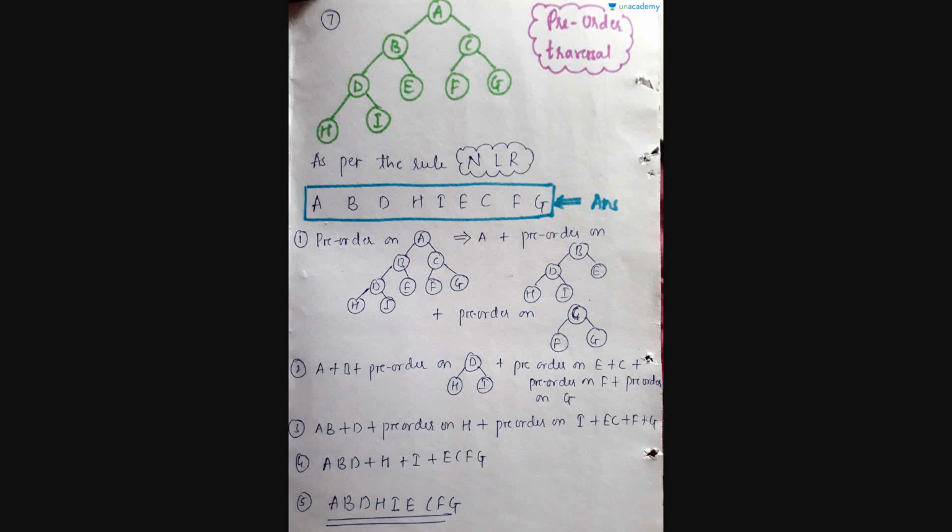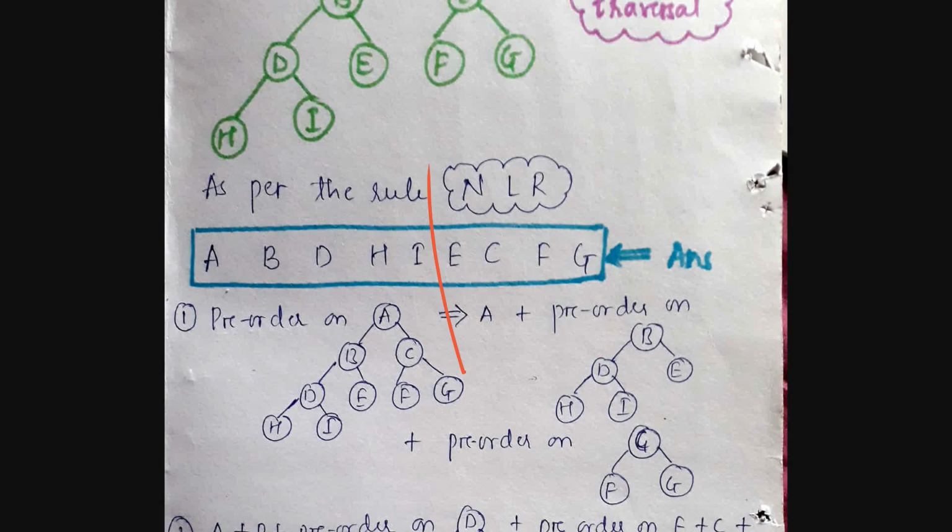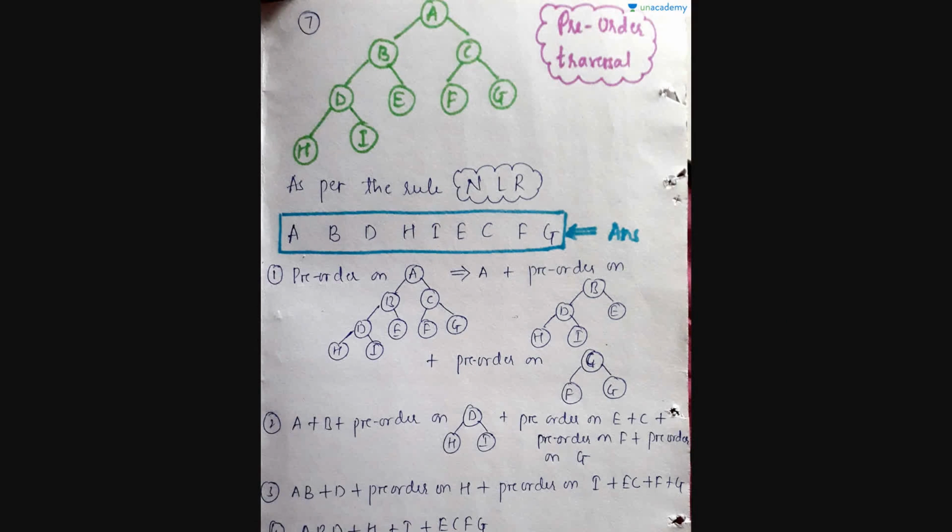So now in this diagram, A is the main root node. So A will be written first. Then we have the left node. What is the left node over here? Here the left node is B. But B is again the root of D and E. As the rule is N, L, R, B will be written again. So after A, we will go for B.